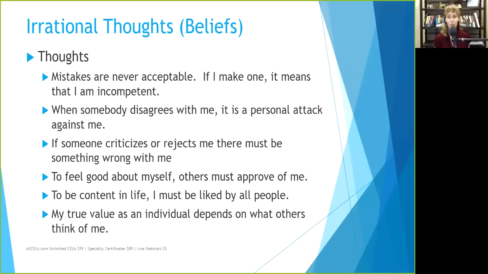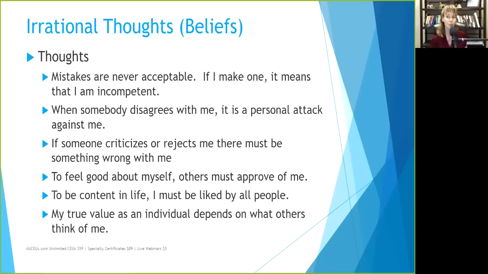When somebody disagrees with me, it's a personal attack. Well, there's personalization if I ever heard it before. Maybe it's not about you. Maybe they're having a bad day and you just happen to be the unlucky target. Or maybe they're disagreeing with you because they have a different point of view and it's not a personal attack, it's just their point of view.